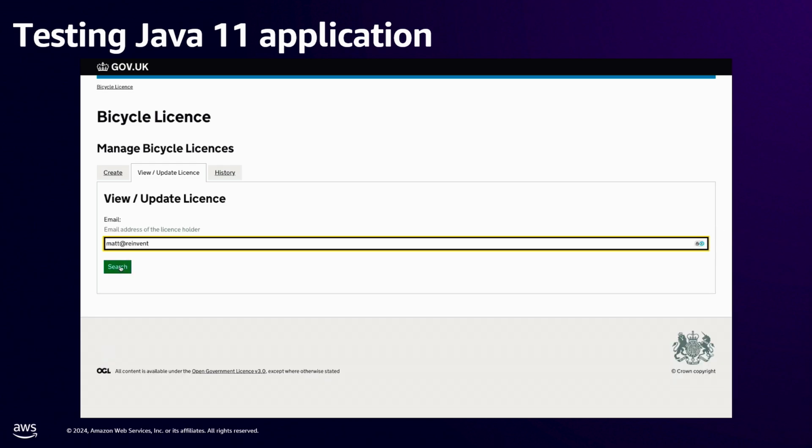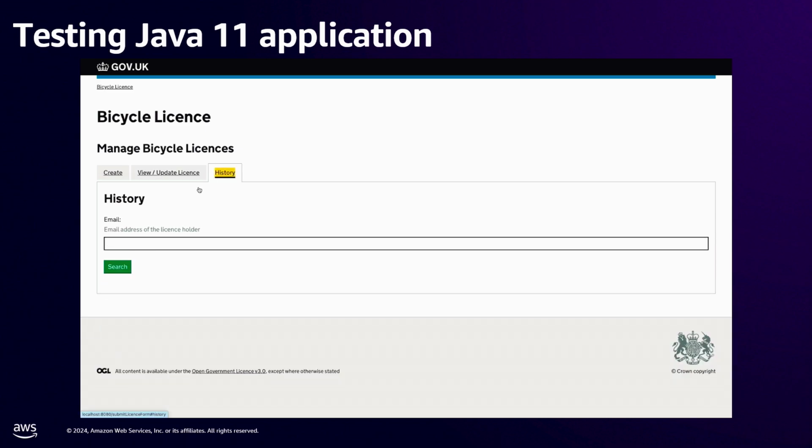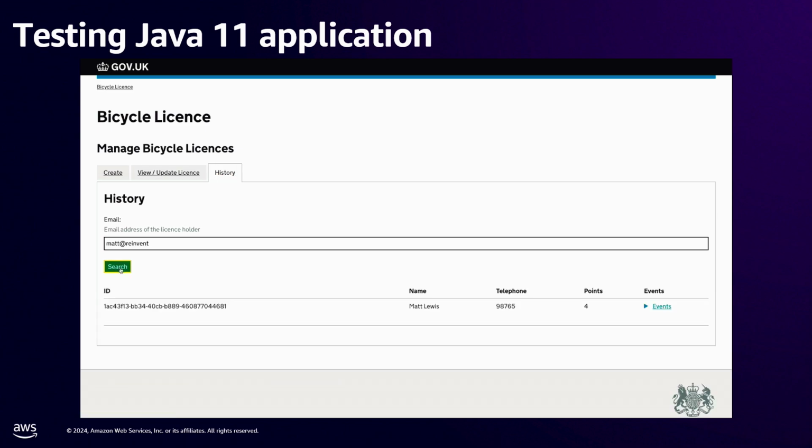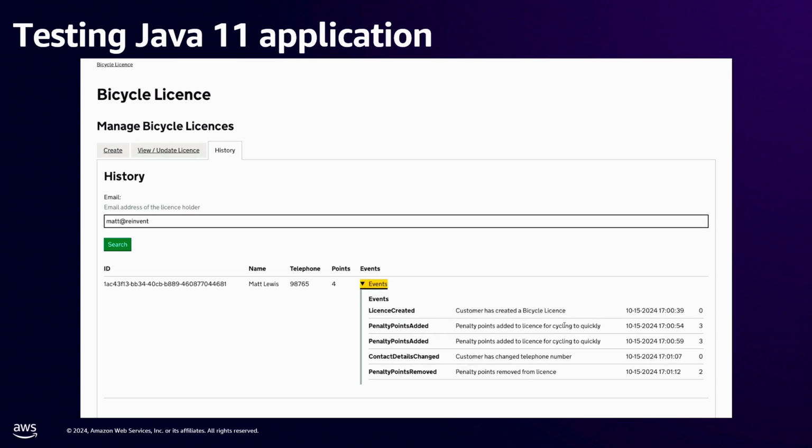And then the next example, we just remove some points. So instead of 6 points on the license, there's now 4 points on the license. So 2 points have been removed. So then when we look at the history, we can see the current state of the license, but we can also see all of the events that led up to that license being in the state that it is.